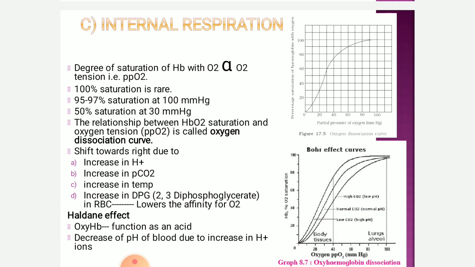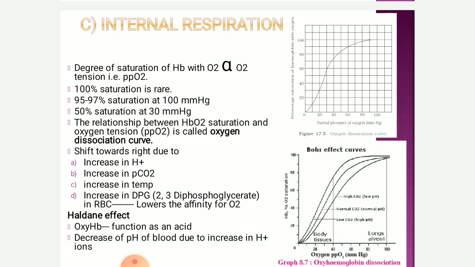So the relationship between hemoglobin oxygen saturation and oxygen tension, or partial pressure, is known as the oxygen dissociation curve. In the first diagram you can see on the x-axis the partial pressure of oxygen, and on the y-axis the percentage saturation of hemoglobin with oxygen. The first diagram in the NCERT textbook, the curve you get, is a sigmoid curve. That curve is called the oxygen dissociation curve.